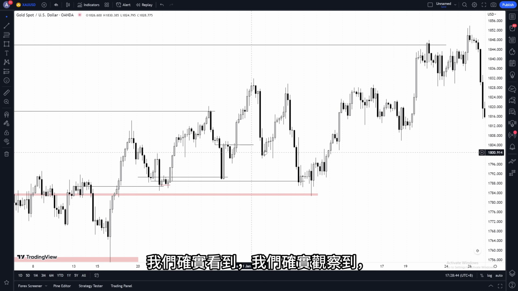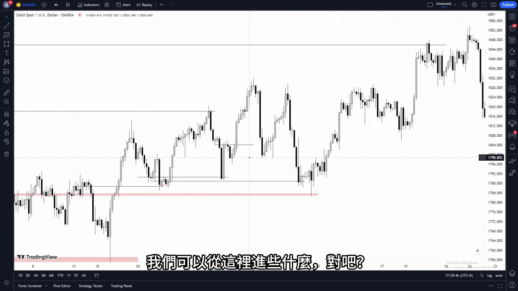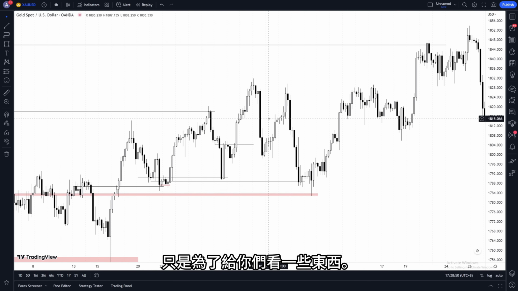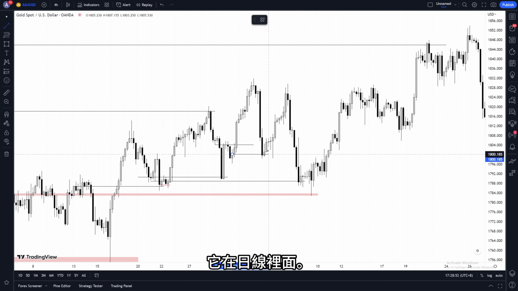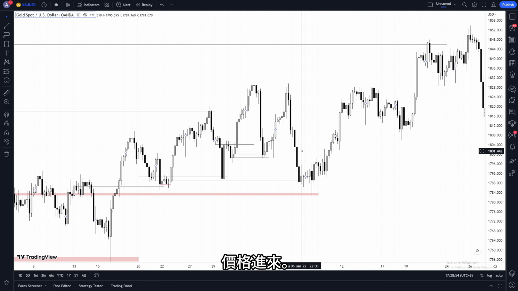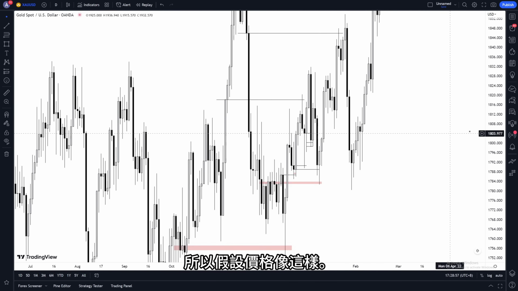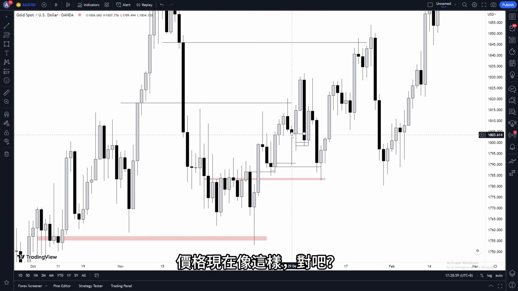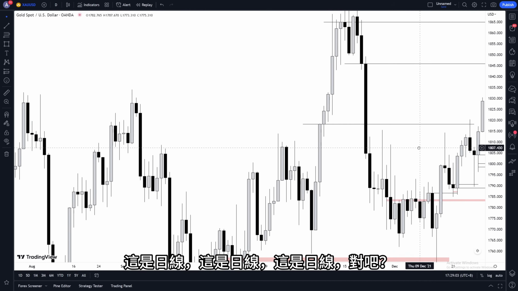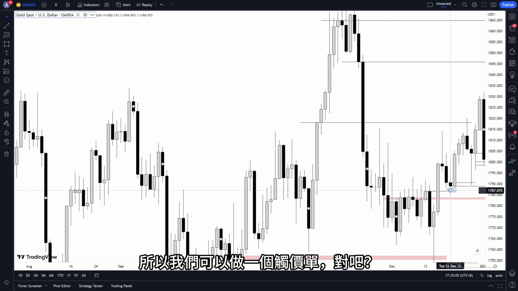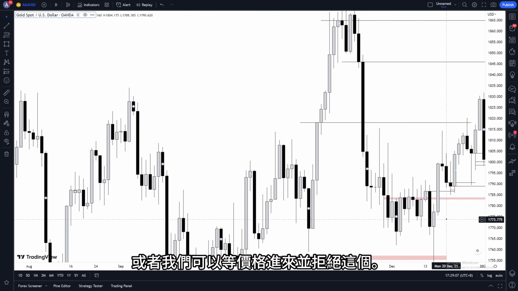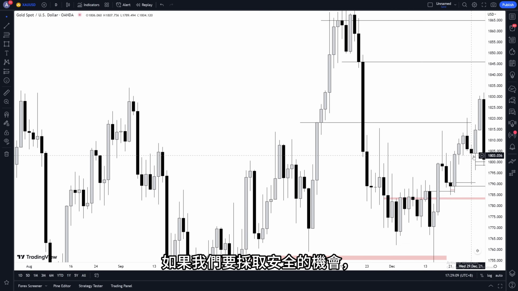This is a daily support, guys. Pay attention with me. This is a daily support, an area that we want to look and see whether we can enter anything from. And we do in fact observe that, oh, okay, we can enter something from here. We can enter something from here, right? Let's go and see how that looks on the daily, just to show you guys something. It's inside the daily. Price comes in. So let's assume price is like this right now, right? This is a daily. These two are dailies, right? This one's already tested. There's a daily, there's a daily, there's a daily, right?